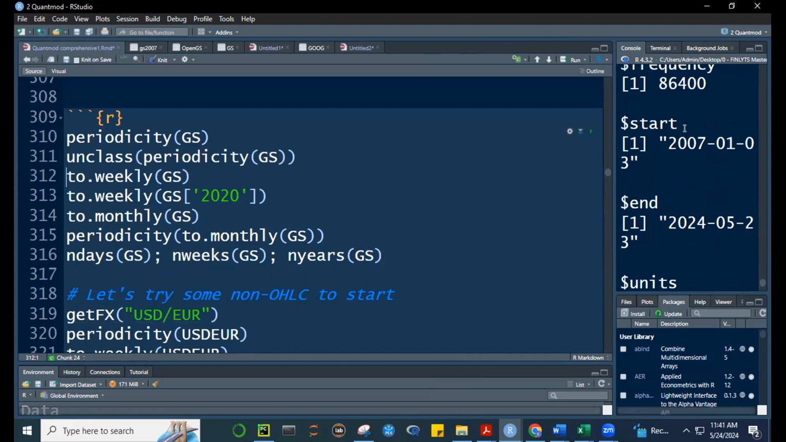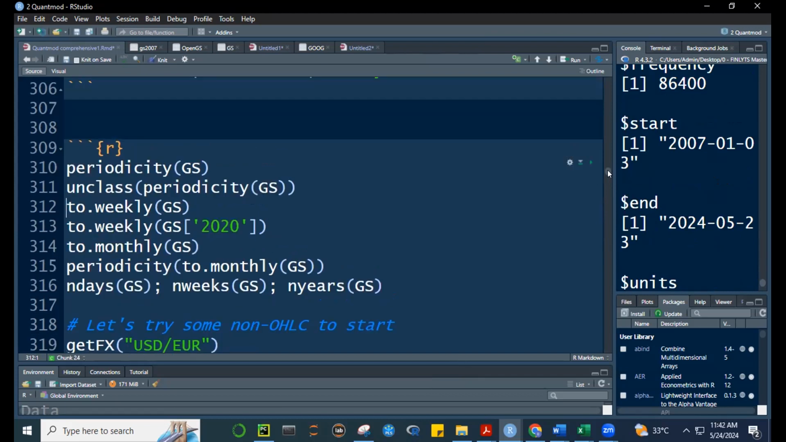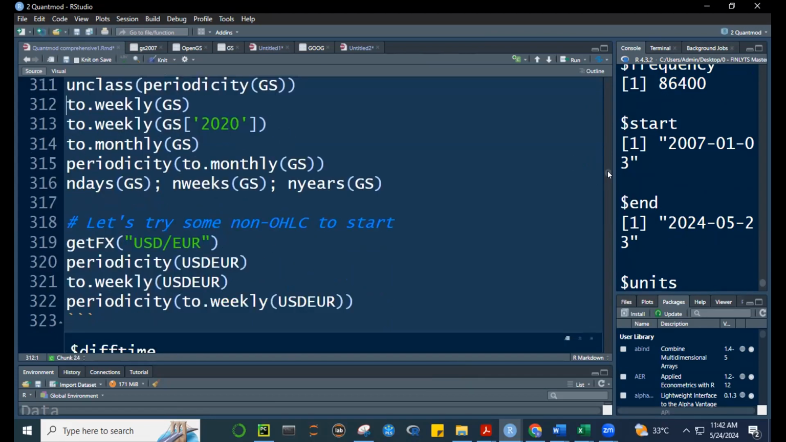And a clue is definitely hindi siya yung years, no? Kasi yung years, if we divide 86,400 by 360, assuming na lang natin na 360, conservative na nga yun eh, kasi 360 lang ginamit natin. Okay, it gives us 240. And there's not 240 years between 2007 and 2024. Okay, so I leave that first for you to explore.